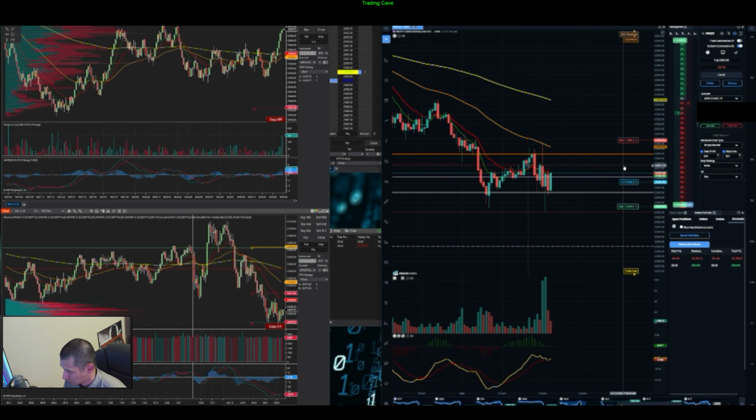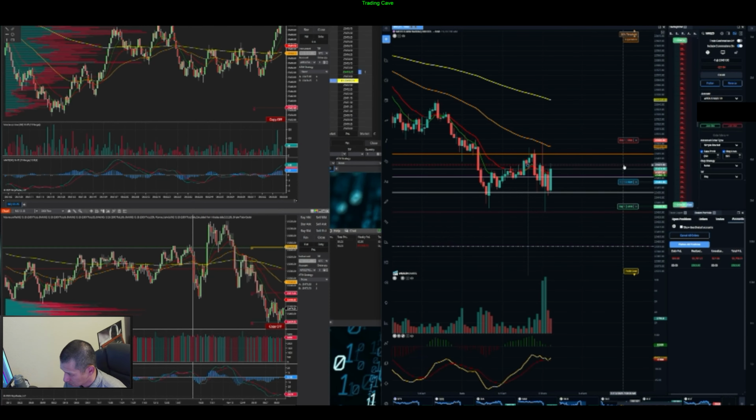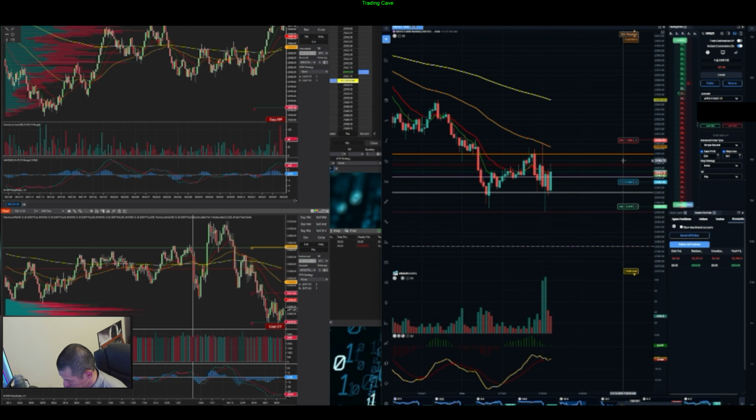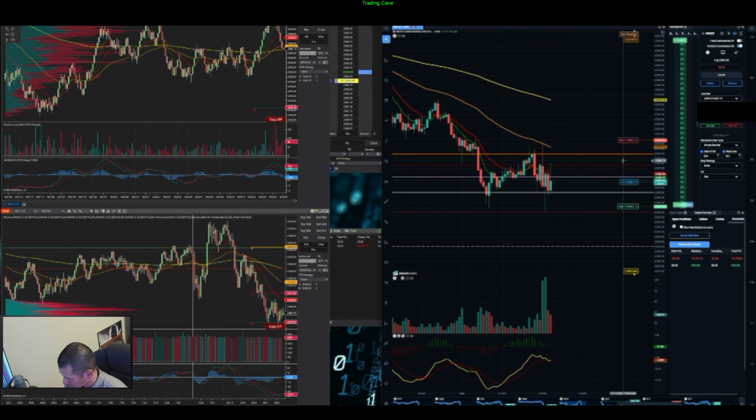So if we do tap in and then come back up, I most likely would want to see a 15-minute or 5-minute even, just whichever looks cleaner, flip back up, close with a strong closure, and then you can basically look for longs back up.